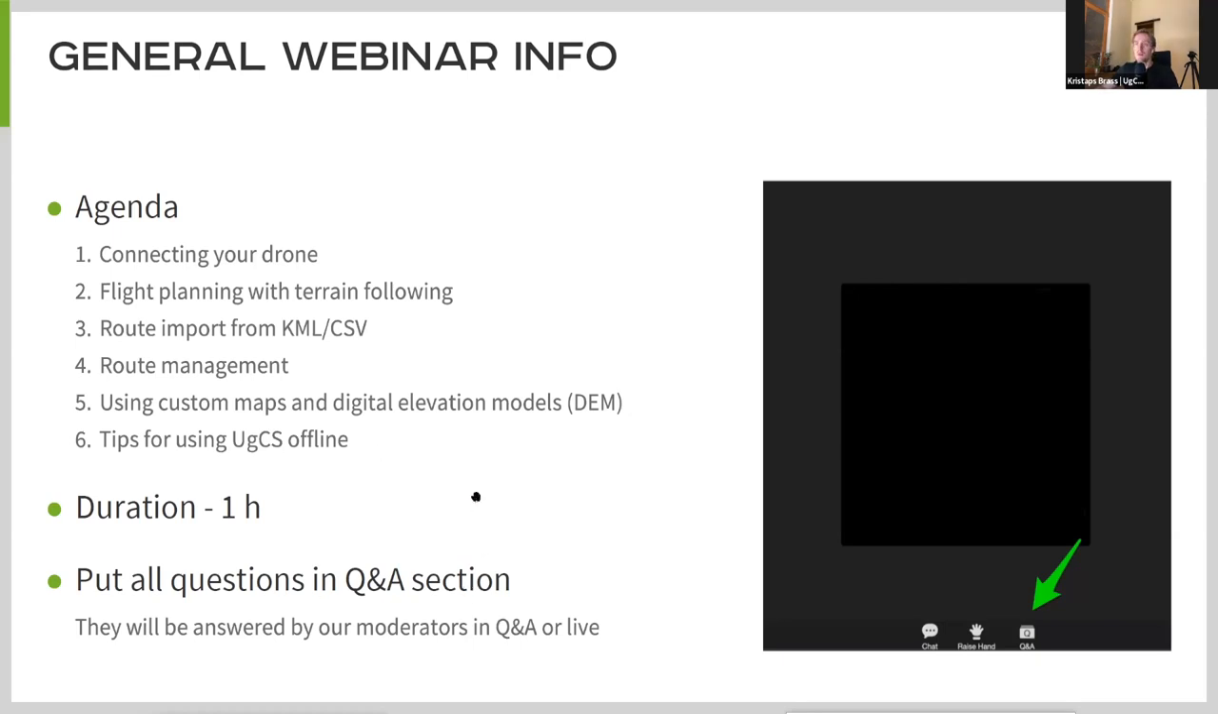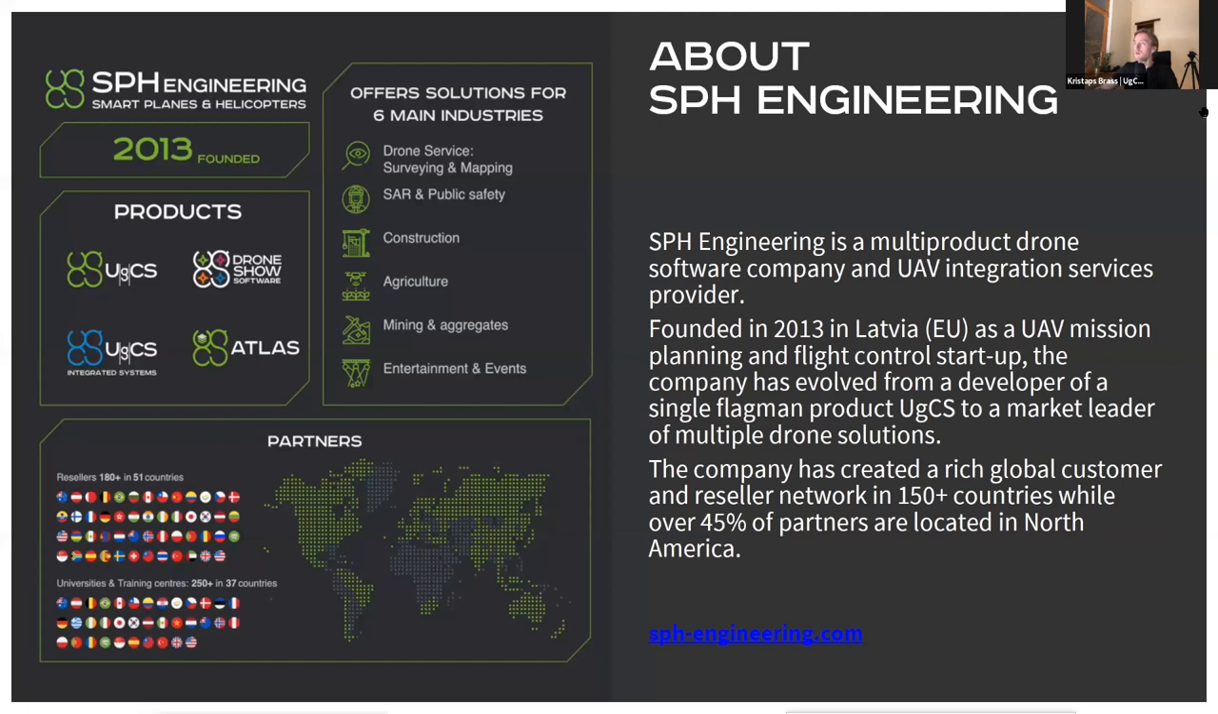Then let's get started with everything. First, I can tell you a bit about SPH Engineering, a bit of background about us. We are a multi-product drone software company and also a provider of integration services for UAVs. We were founded in 2013 in Latvia in the EU. I've been with the company myself since the end of 2014. It's been quite a wild ride, but now we have quite a lot of different products.